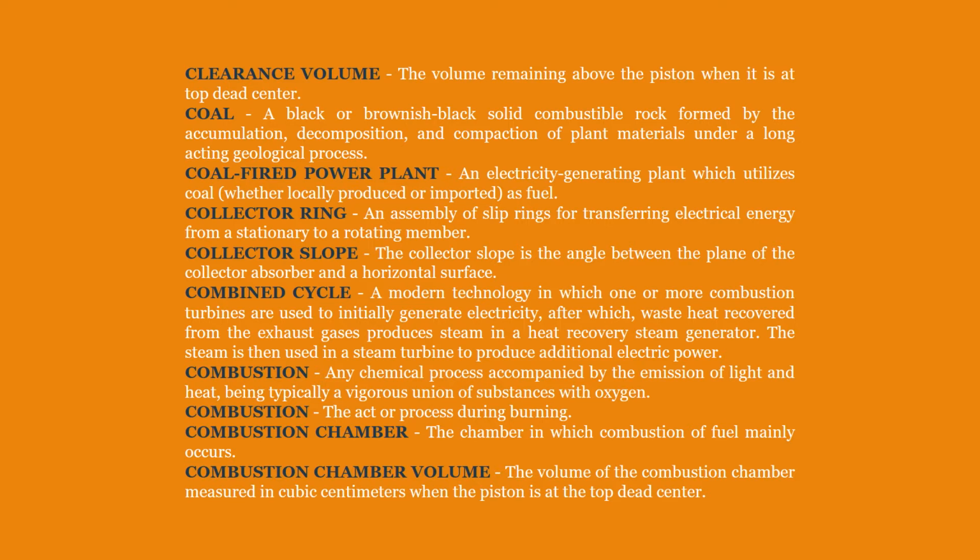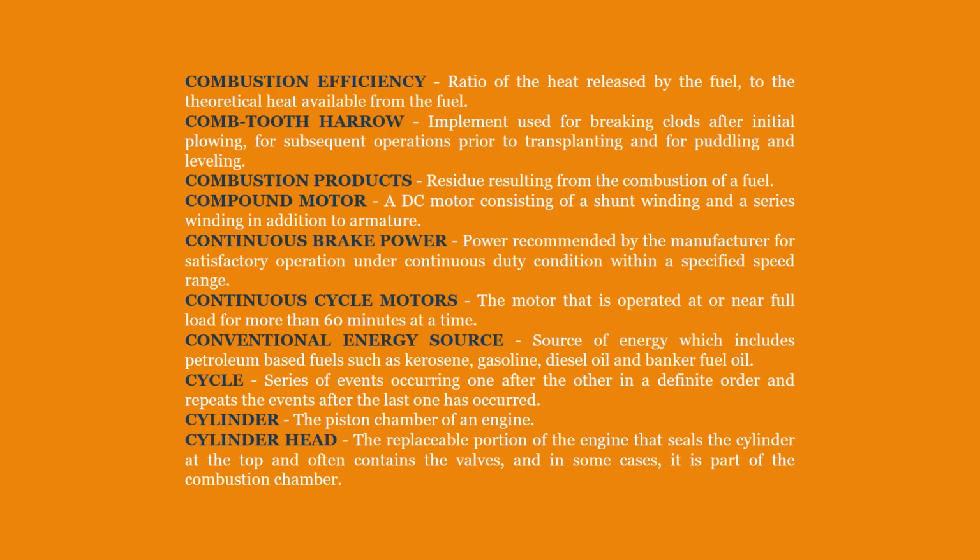Combustion chamber volume: the volume of the combustion chamber measured in cubic centimeters when the piston is at the top dead center. Combustion efficiency: ratio of the heat released by the fuel to the theoretical heat available from the fuel. Comb tooth harrow: implement used for breaking clods after initial plowing, for subsequent operations prior to transplanting and for puddling and leveling. Combustion products: residue resulting from the combustion of a fuel.